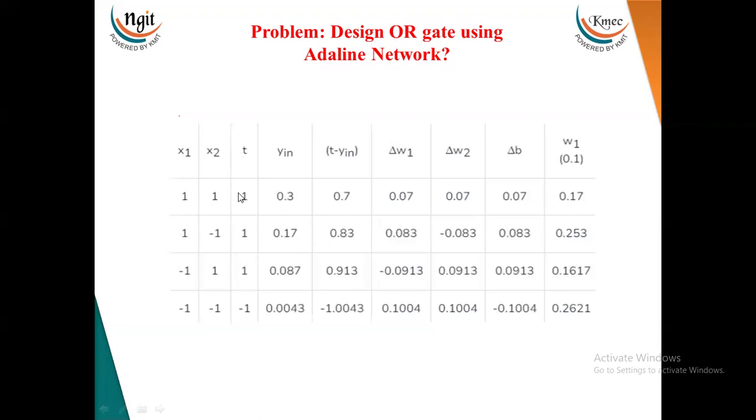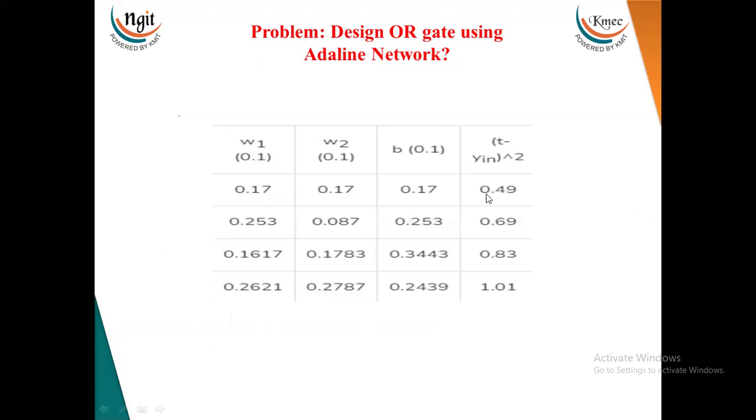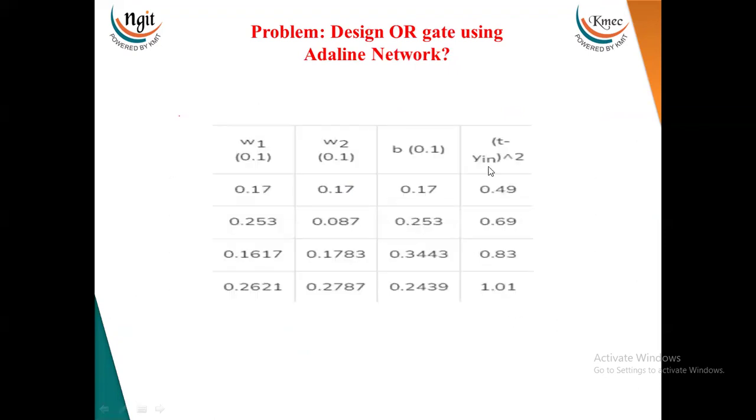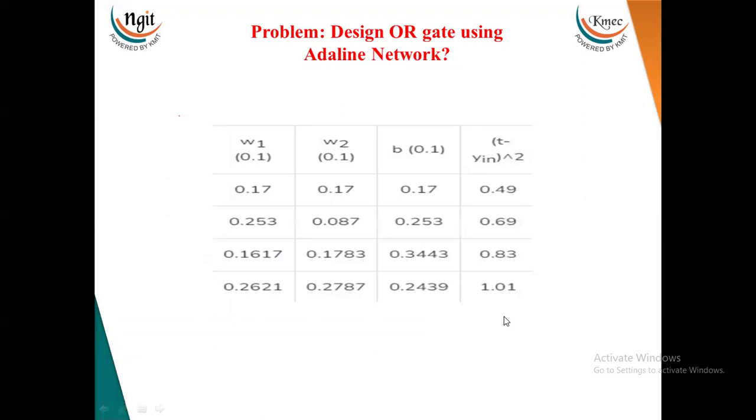If you see here: x1, x2, t, y_in, t minus y_in, delta w1, delta w2. This will be the difference between the first weight and second weight. And delta b is the bias, the difference between two biases. Finally, I got the error rate as 0.49. Now, if you compute for the next one, you substitute the same values. If you see here, it is changing continuously, the error rate is increasing. So we can stop at the end where there is no change in the weight or no change in the error rate.